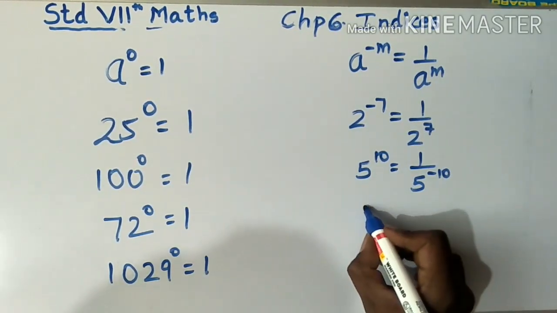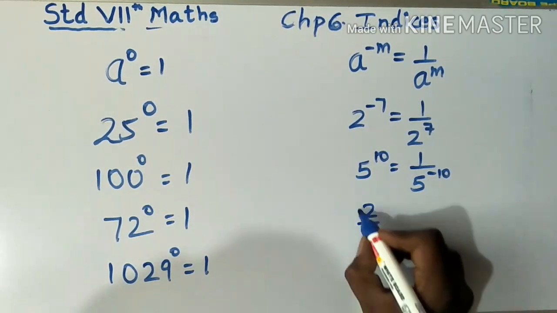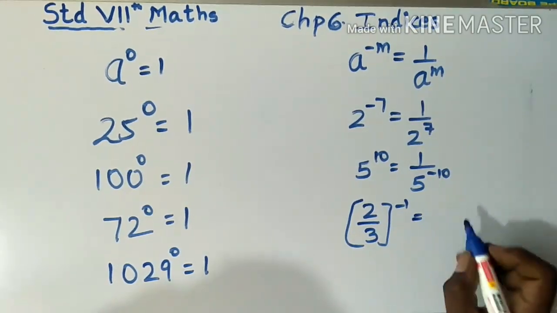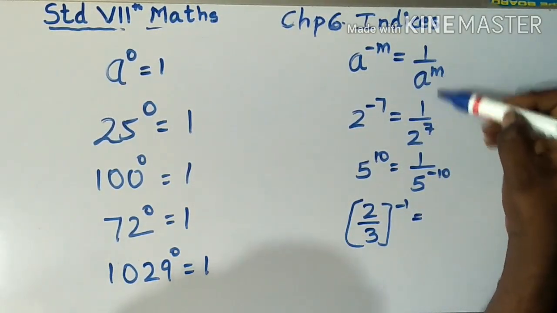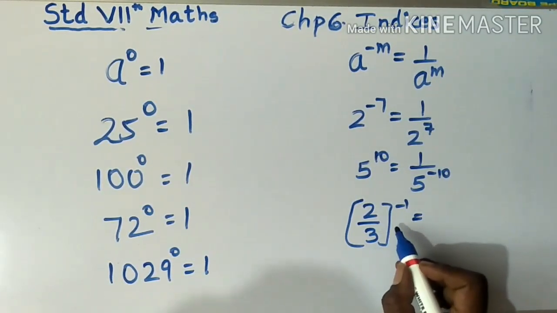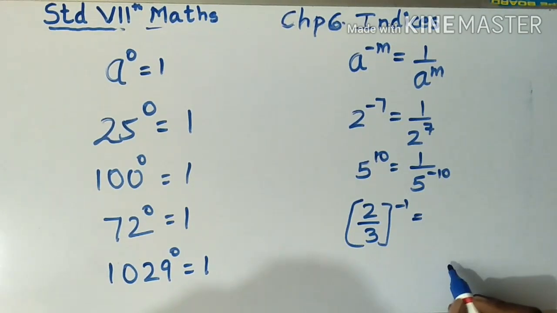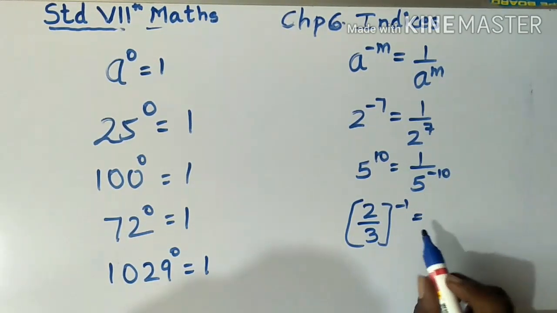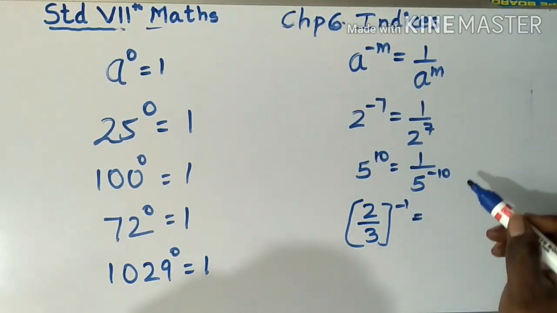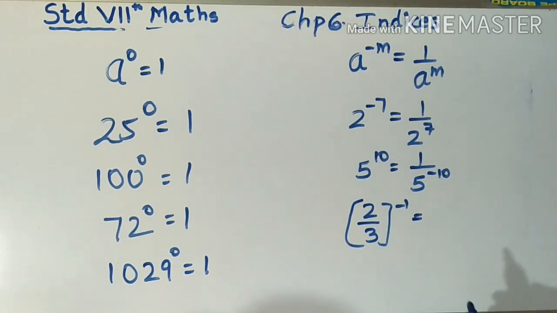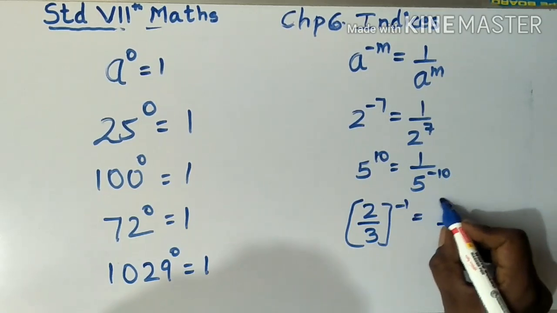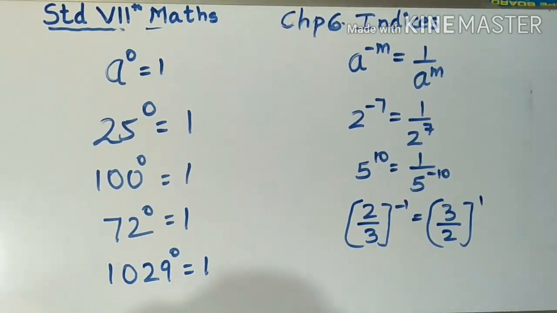Let's take another example. 2 upon 3 whole raised to minus 1. So here you write the reciprocal. Reciprocal means the inverse. If I write 1 upon 2 upon 3, the 3 will go up. It will become 3 upon 2 because it is an inverse. So you will write 3 upon 2 the whole raised to 1.